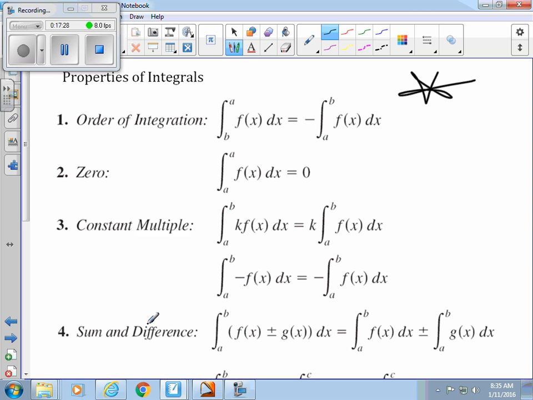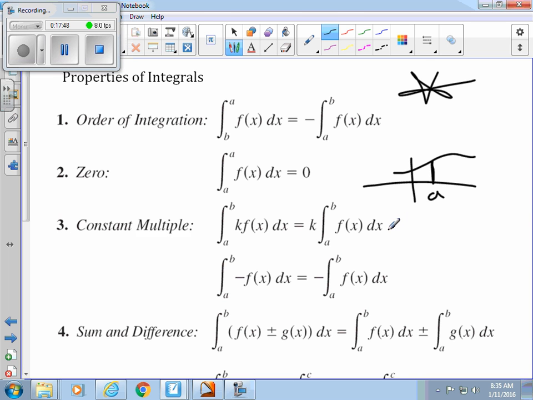What's the integral from a to a and why? I mean, it tells you, but why? Why would the integral from a to a be 0? Yeah, you're not going anywhere, right? If I'm going from a to a, how much area do I accumulate if I don't go anywhere?